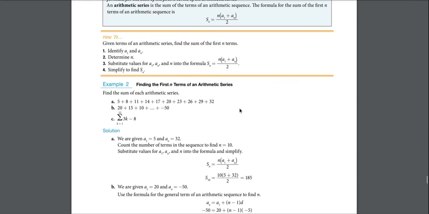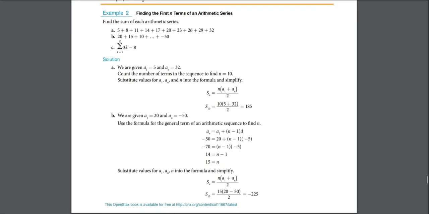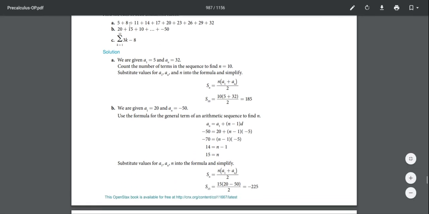So let's do an example or a couple examples. So with this one, I'm given the whole series. So I can count the terms, and I see that there are 10 of them. The first term is 5, the last term is 32, and I just plug that in. So I have 10 terms. The first term is 5, the last term is 32. So I have 5 plus 32 times 10 divided by 2. I get that my sum is 185.